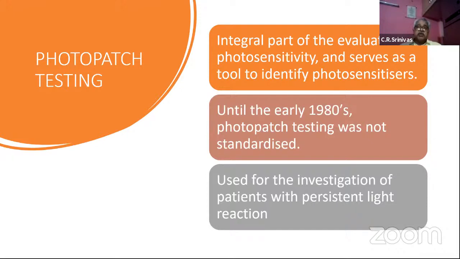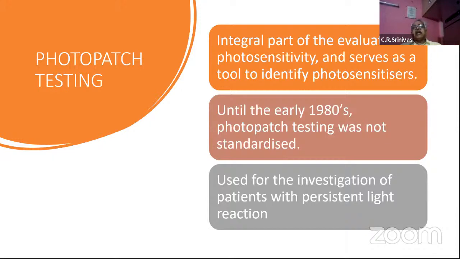We apply the photosensitizer in duplicate over the back. After 24 hours, remove both. Examine both for allergic contact dermatitis and then cover one with a black cloth and black paper. Then expose one side to ultraviolet A, 10 or 14 joules depending on the center, and then cover both so that additional exposure does not occur. And we can call the patient after 24 or 48 hours depending on the institution's guidelines, and then we look.